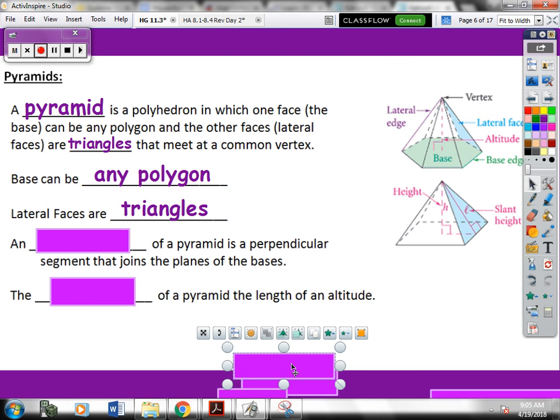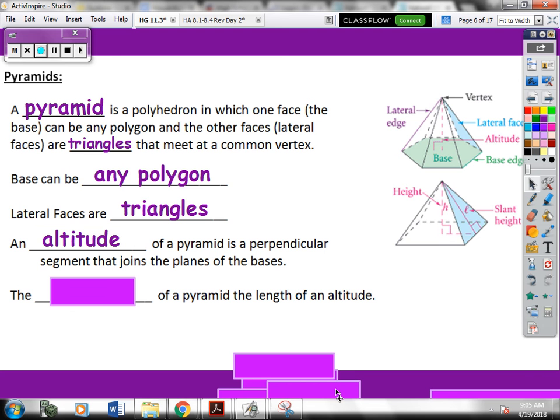Now there are multiple heights, air quotes, heights, of the pyramid. If you look over here, the height itself, or the altitude, is a perpendicular segment connecting the vertex to the base. That's what this one will be. The altitude is a perpendicular segment that joins the planes of the bases. This is also referred to as the height, which will be capital H.